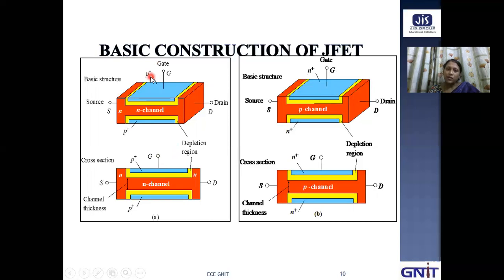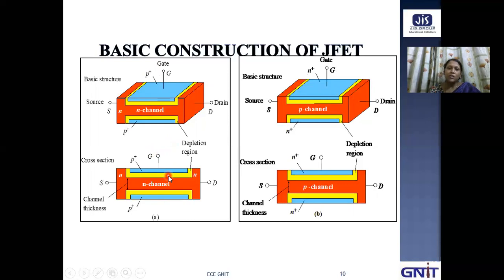What does it signify? That is, the P region is heavily doped. P plus means the P region is heavily doped. But this N channel is moderately doped. This is not N plus, this is only N. And this yellow region signifies that this is the depletion region.